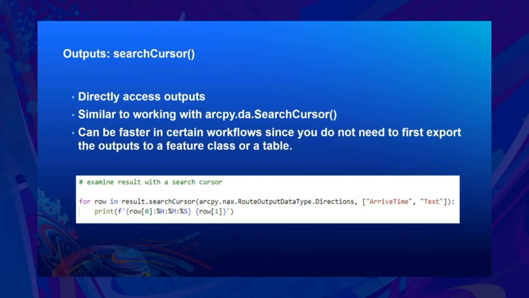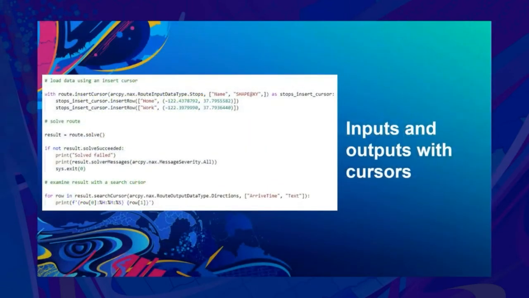Search cursor is a method on the solver result object, and you can choose which fields to access and then iterate over the results. It's not the same as the arcpy.da.SearchCursor method, but it's quite similar. Now I'll hand it back to Max, and he'll show you an example using inputs and outputs with cursors.